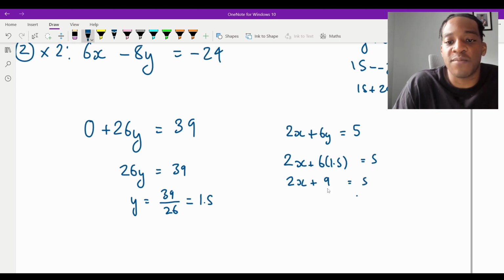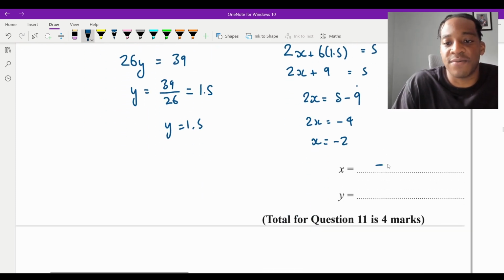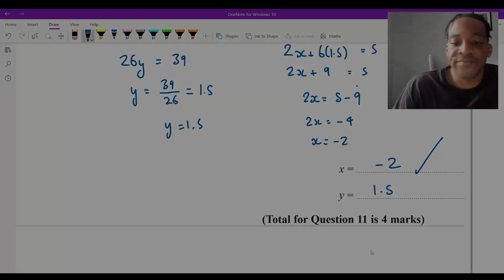I'm going to move this 9 over by subtracting. So I have 2x is equal to 5 take away 9, meaning that 2x is equal to minus 4. And we just divide by 2 to get x, and that will be minus 2. So therefore, we've got y is equal to 1.5, and we've got x is equal to minus 2. So therefore, we could just put this here. Minus 2 for x, 1.5 for y. And that's it. And that will give you the 4 marks for question 11.